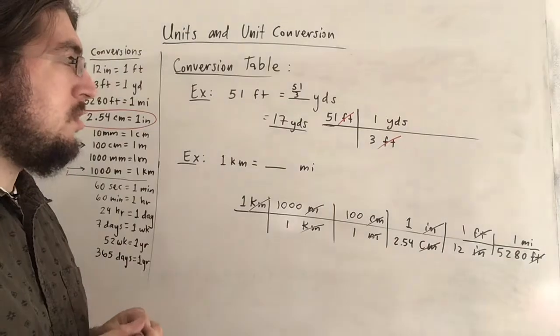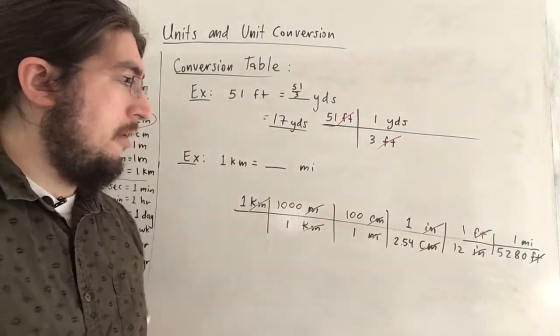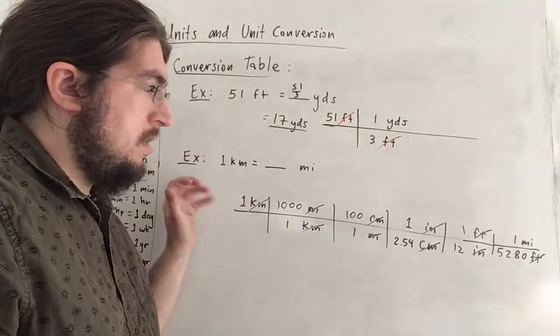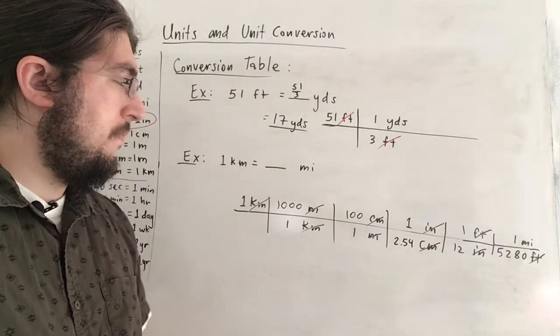So now what we're going to do is treat this as a big fraction, but the unit will definitely be in miles now. So basically, multiply everything on top, and then divide everything on the bottom.